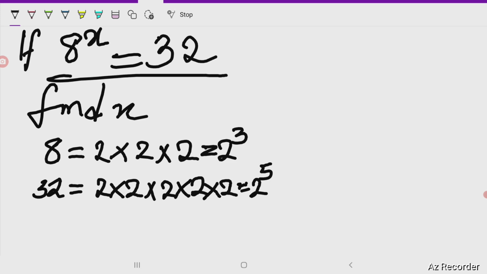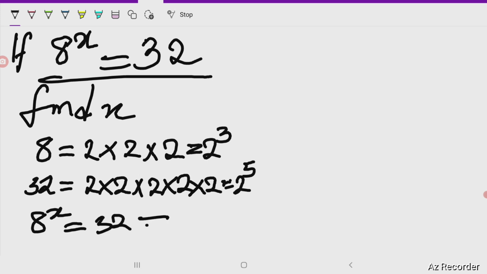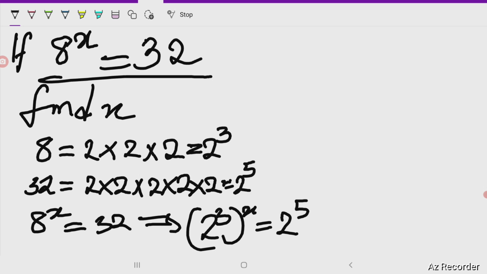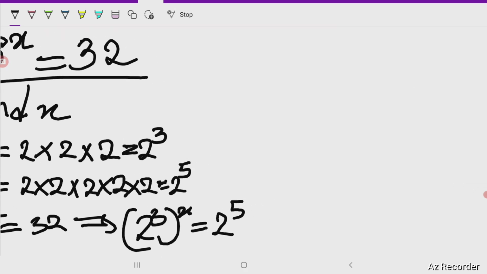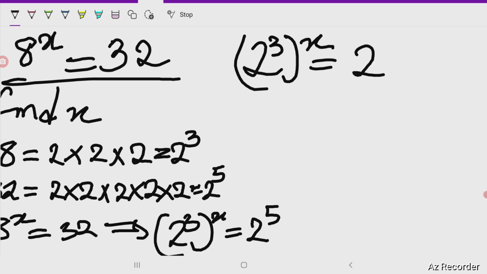Therefore, let's now rewrite the equation. 8 raised to the power x, which is equal to 32, implies 2 raised to power 3, all raised to power x, is equal to 2 raised to power 5. So if that should be the case, it tells us that 2 raised to power 3, all raised to power x, is equal to 2 raised to power 5.